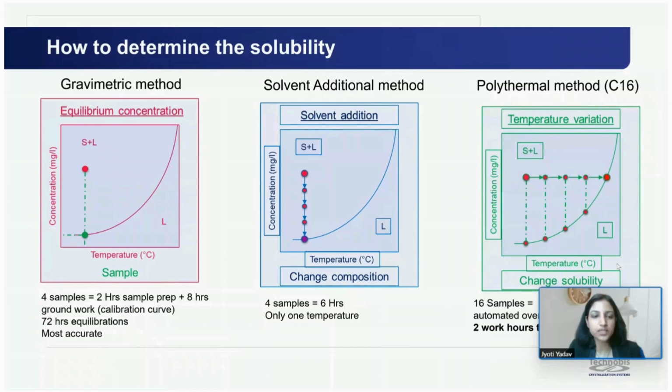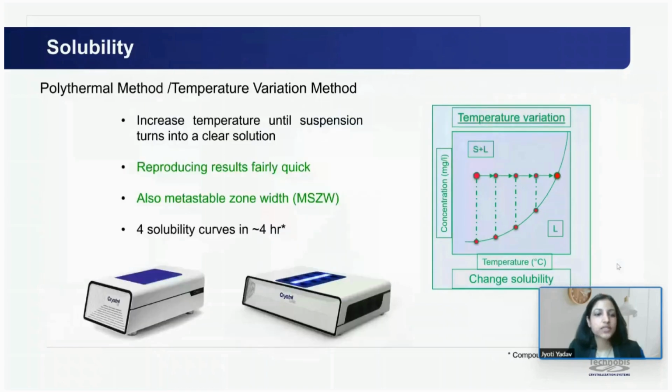So Crystal 16 and Crystalline use the temperature variation method because it gives reproducible results fairly quickly, and also determines the metastable zone width, which is not possible by any other method. Then you can have 4 solubility curves in just 4 hours.